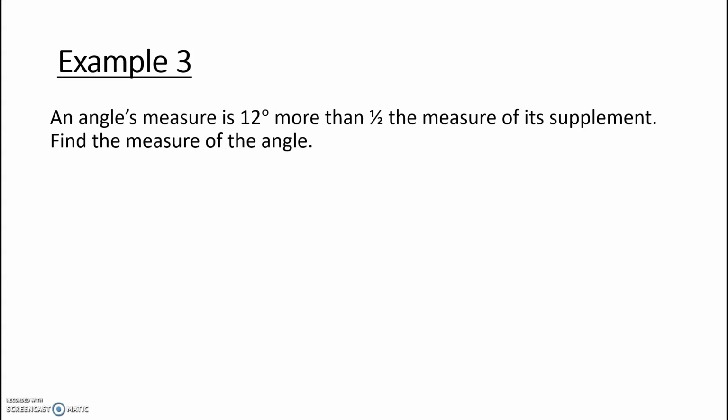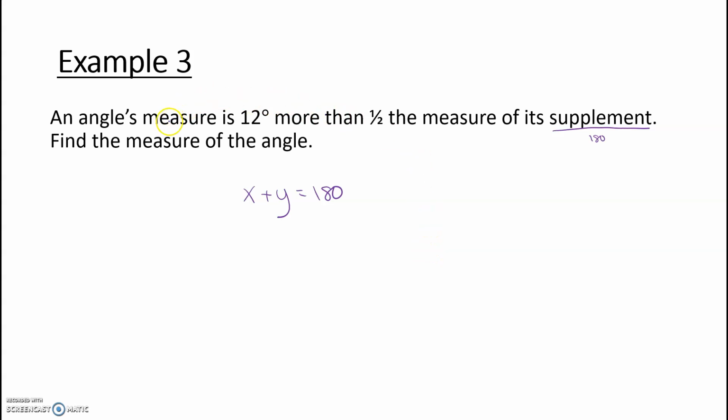So they do get a little bit harder. So this says an angle's measure is 12 more than half the measure of its supplement. That's a lot of words. Find the measure of the angle. Okay, well before I start, let's start with the word supplement. Supplement, we think 180. So you know you have two angles. We're going to say x and y that add up to 180. That's what the word supplement tells me.